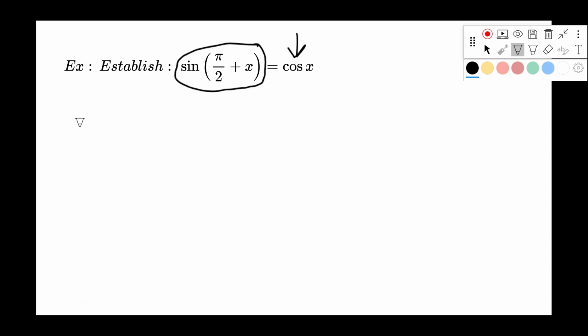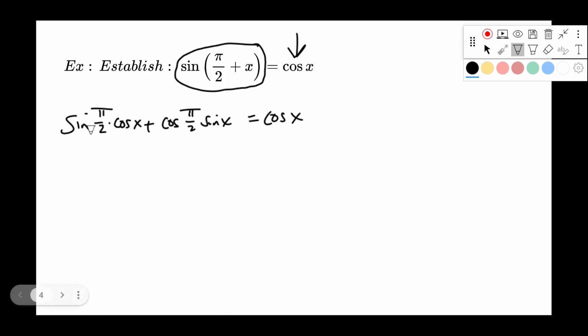So the sine of pi over 2 plus x is equal to sine pi over 2 cosine x plus cosine pi over 2 sine x. And I have to get cosine x as my answer. Now, this is like a combo problem. We got sine of pi over 2. That's on the unit circle. Sine's the y-coordinate. The y-coordinate there is 1. Cosine x, I'm just going to leave it there for now. That's what I'm trying to get for my answer.